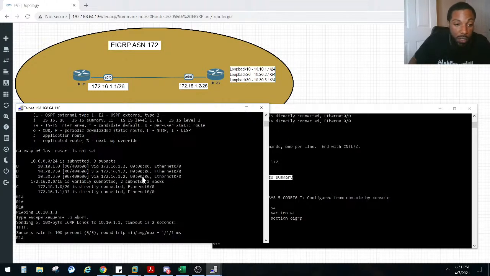Let's do the same thing for the loopback 20. Ping 10.20.2.1.